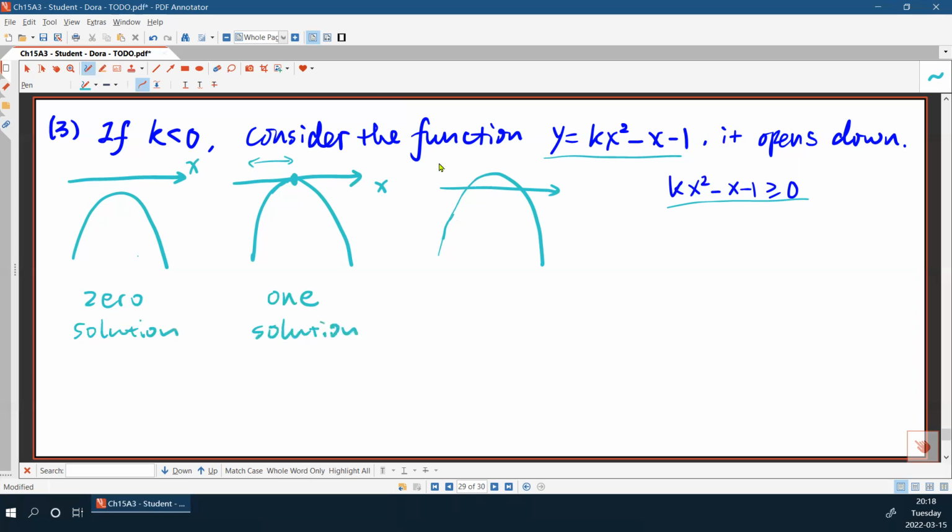How about this case? As x moves along the x-axis, how many x's can make this function greater than or equal to 0? How many solutions are there? An unlimited number, right? Because any number that falls within this interval can make this inequality hold. Any x within this interval can make this function above or equal to 0. You understand?